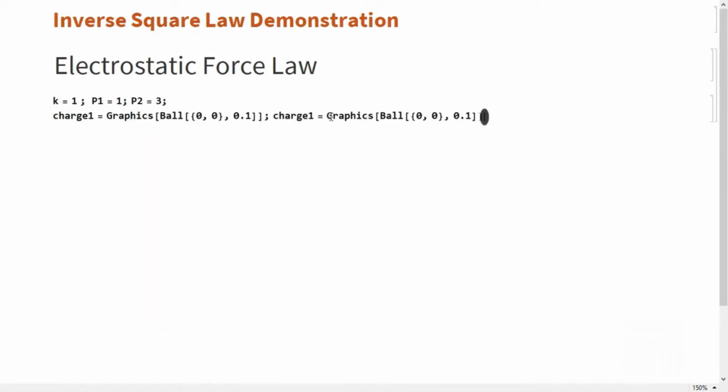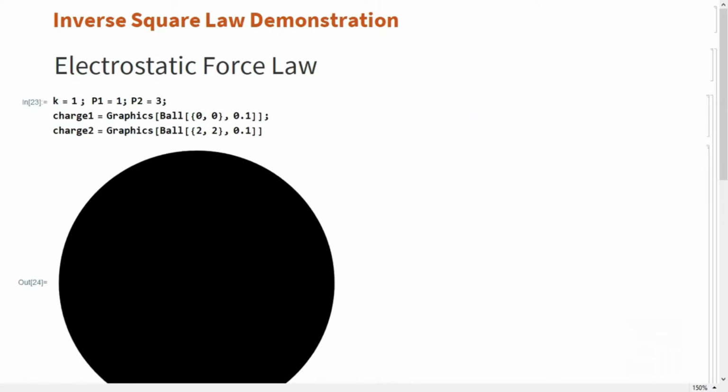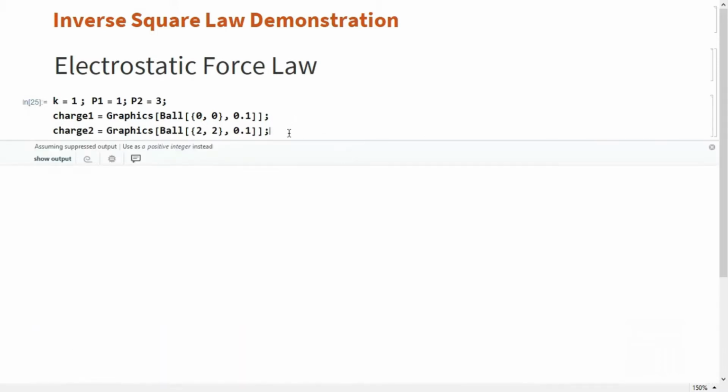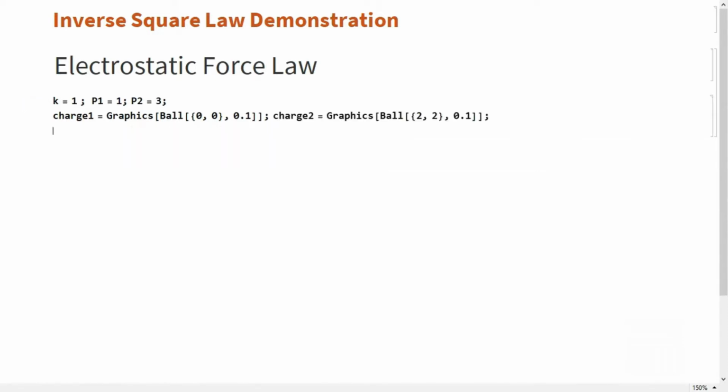Now we have to take another ball, that is our charge 2. So instead of 1, name it charge 2, but this time I want my ball to be at the point 2, 2, and I take the radius to be the same. And again, if you run it, you will see another ball. So this is working as well. So let's get rid of it by using the semicolon.